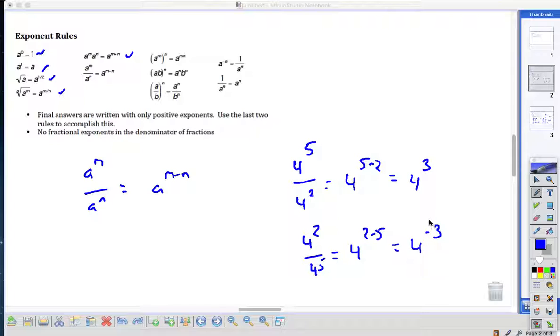And we'll deal with the negative exponent here in a minute when we get to this rule. But notice that it doesn't matter. It's always going to be top minus bottom, and whatever you get, you're going to get. So top minus bottom, and that's it.